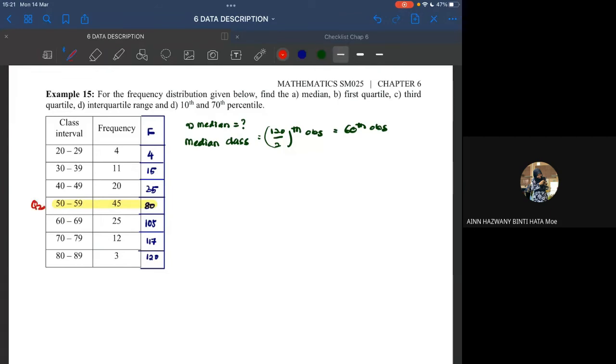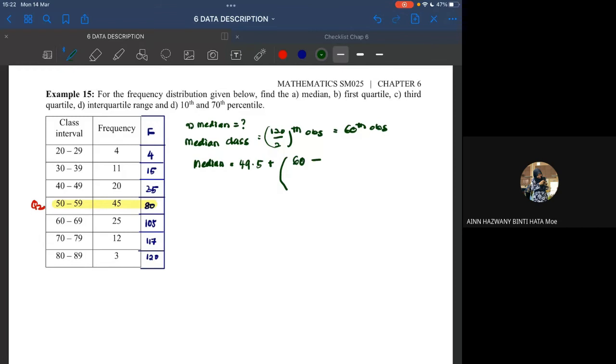Q2 kita kat sini. So apa-apa kita akan refer dekat kelas yang itu sahaja. So now let's put everything into the formula. Lower boundary is 49.5. 49.5 plus, bukan minus, bukan darab, plus. Okay, and over 2, tak payah kira lah, 60.